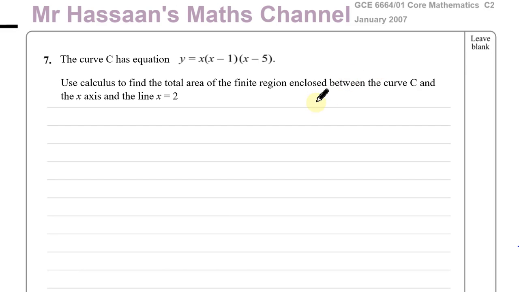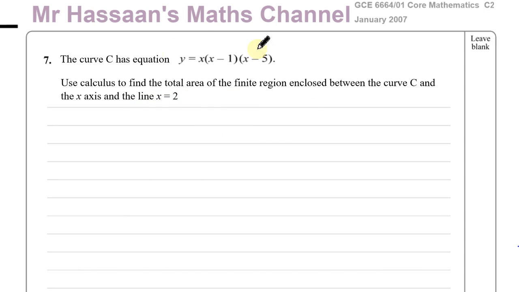I'm now answering question number 7 from the January 2007 Core Mathematics C2 paper from Edexcel. It's a modified version of the actual question because I wanted to give my students a revision of how to sketch these functions. In the actual question, the graph is actually given to you, so it's a bit more involved now. Basically, we've got this curve, y equals x times (x minus 1) times (x minus 5). We have to use calculus to find the total area of the finite region enclosed between the curve C and the x-axis and the line x equals 2.